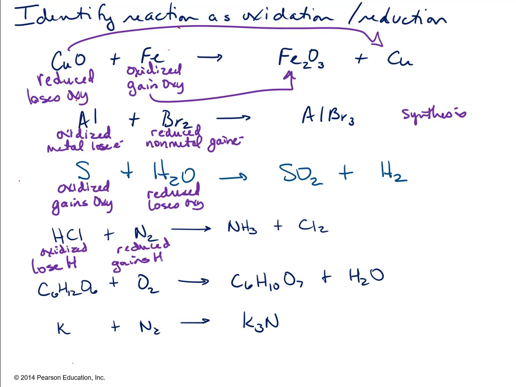And then what about the bottom one? So K plus N2 makes K3N2, or K3N, sorry. What happens to K? It's oxidized because it is a metal. So we know that it loses electrons. So metal and a nonmetal. So I know that the nonmetal is reduced because it gains electrons.